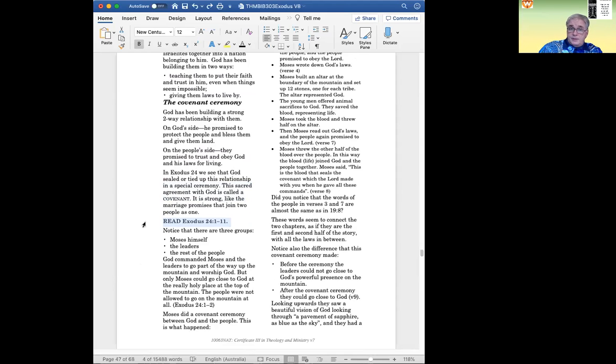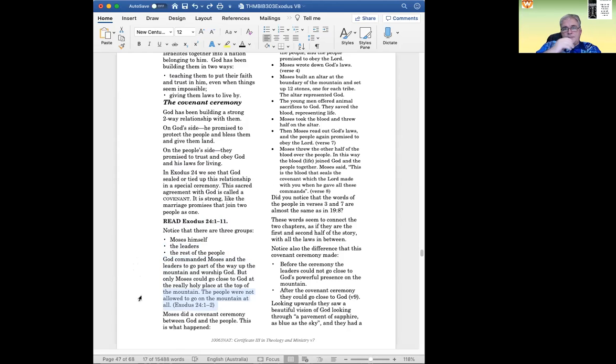As you restart it, you'll notice that the heading in the Good News Bible is that the covenant is sealed. And there are some interesting things that we want to pick out. The first thing is to notice that there are three groups of people: Moses, the leaders, and the rest of the people. God commands Moses and the leaders to go part way up the mountain, but only Moses at this stage could go close to God, to the really holy place on the top of the mountain. And the people were not allowed to go up the mountain at all.